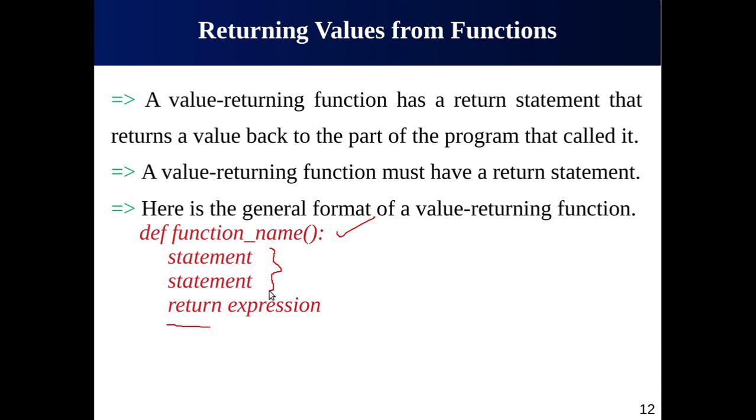The task that we want this function to perform for us is mentioned in the statements, and finally you have to write the return followed by an expression. It could be anything. The value of the expression that follows the keyword return will be sent back to the part of the program that called the function. This value will be returned to the portion from where we make a call to the function.